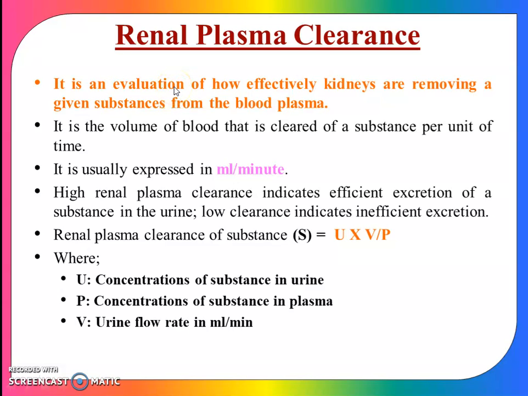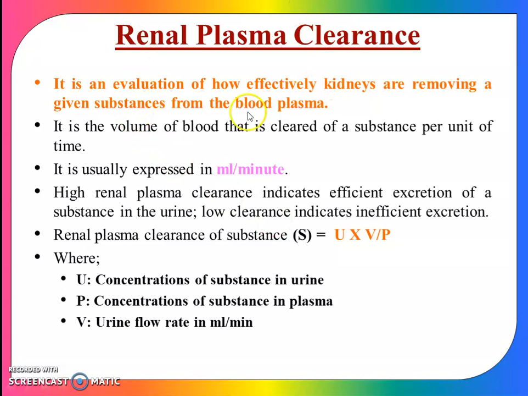So what is this renal plasma clearance? It is an evaluation of how effectively the kidneys are removing a given substance from the blood plasma. It is the volume of blood that is cleared of a substance per unit of time. Usually it is expressed in ml per minute. High renal plasma clearance indicates efficient excretion of a substance in the urine, and low clearance indicates inefficient excretion.